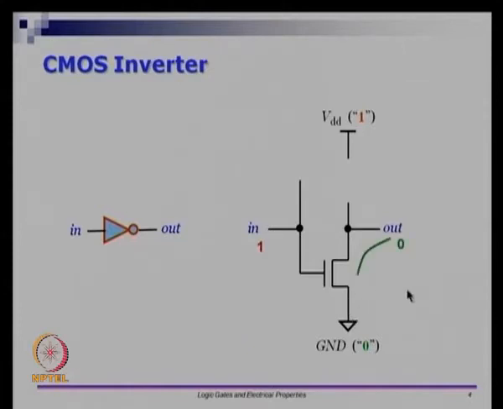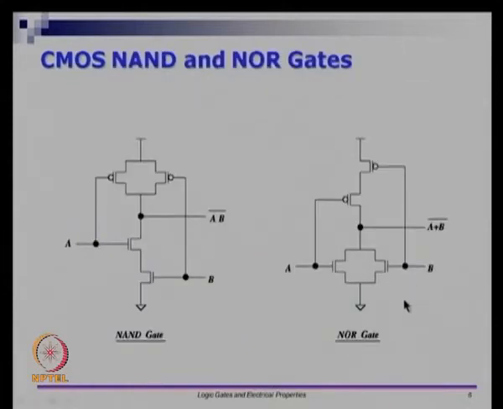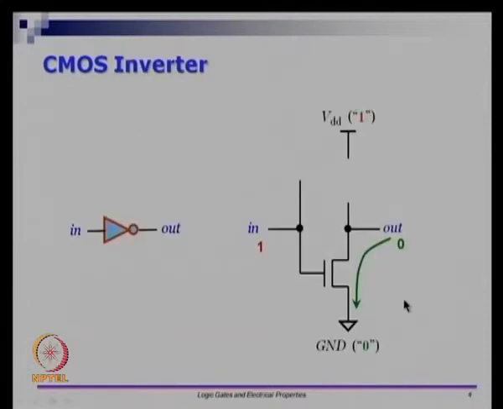So, in summary, you have two devices which are connected like this. You have two drains connected together and the two gates connected together. If the input is 0, then this device is on, and VDD will charge the output to 1. If the input is 1, then the NMOS device is on, and any output voltage that is there will discharge through this device to the ground. So, this is the basic setup of a CMOS inverter.